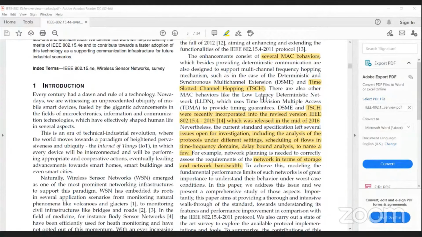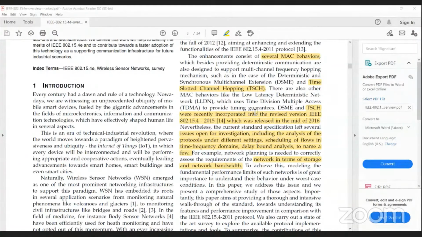And another such MAC behavior is the LLDN. And one more MAC behavior is the TDMA. So folks, be very careful when you write IEEE 802.15.4e. You put a dash and then you say TSCH. Otherwise, strike it off and say DSME. Otherwise, strike it off and say LLDN, or write TDMA, and so on. This is very, very important.